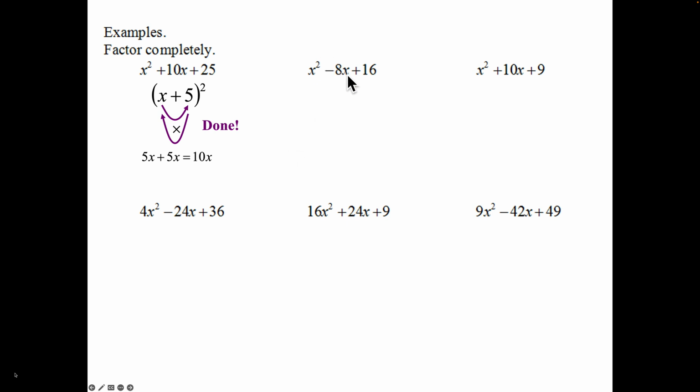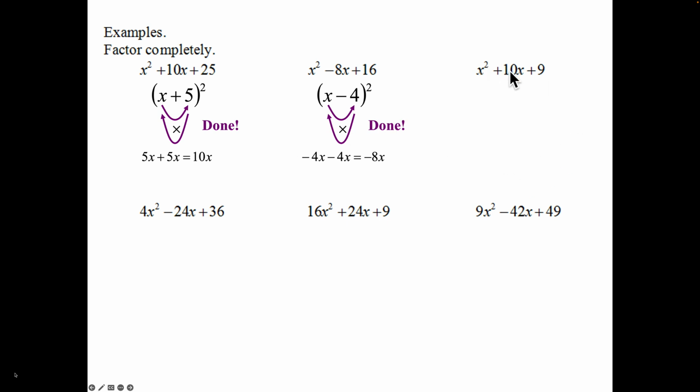X squared minus 8x plus 16, perfect square. X square root of 16, 4 with a minus sign. Middle term check, x times minus 4. Let's see, minus 4 doubled minus 8. Yep, there it is. Done.